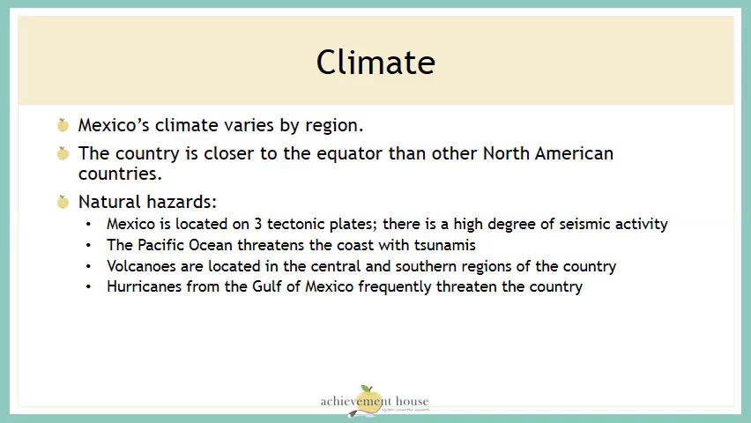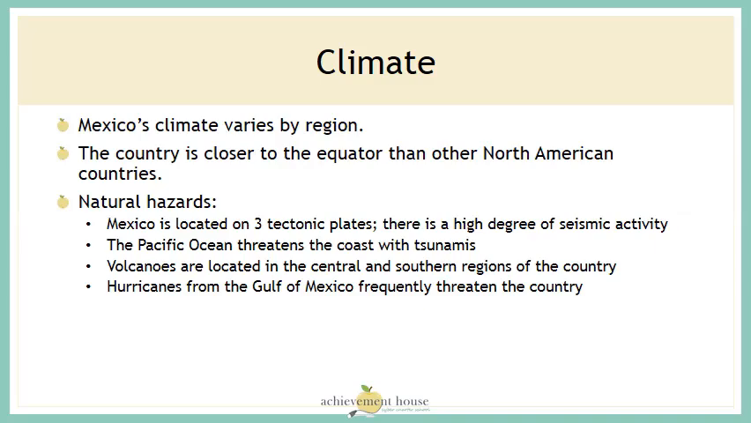The climate in Mexico varies by region. The country is closer to the equator than other North American countries. There are quite a few natural hazards to be aware of in Mexico. Mexico is located on 3 tectonic plates. There is a high degree of seismic activity.